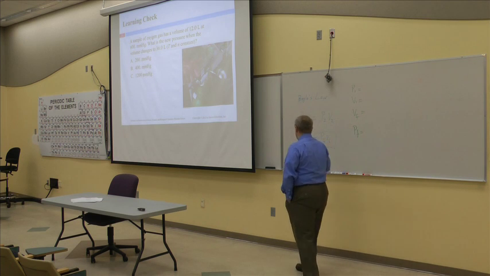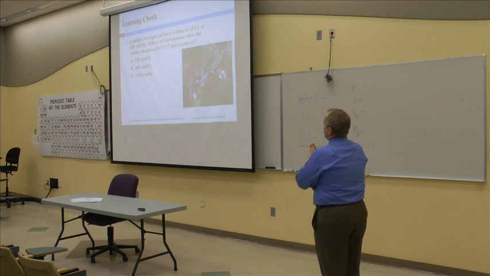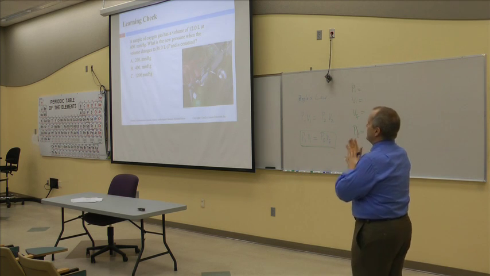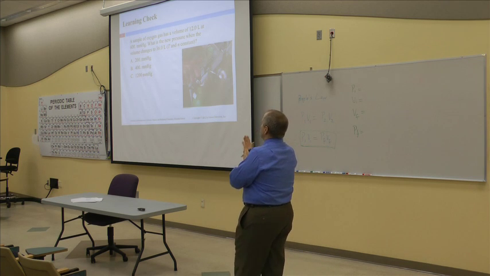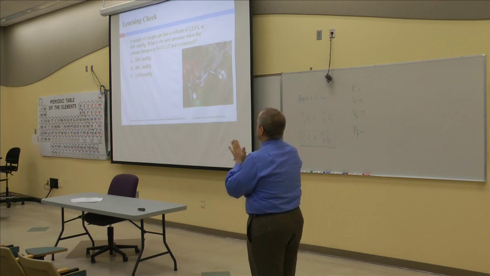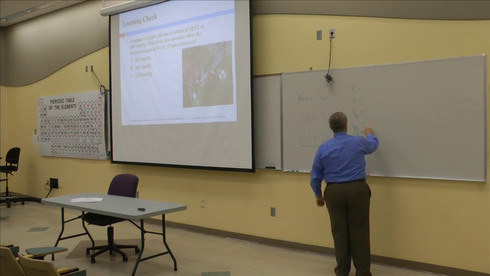All right, so let's read the question together. A sample of oxygen gas has a volume of 12.0 liters at 600 millimeters of mercury. What is the new pressure when the volume changes to 36.0 liters? Okay, so the new pressure, this is my question mark, the new pressure. And they want it to be in millimeters of Hg.